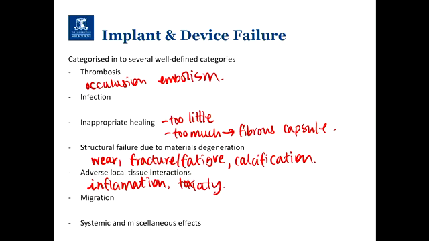Migration. The device can move, so the whole device, depending on how big that device is, could be a small one, but the whole one could move, or you could have parts of it. The parts of it can break off. And then systemic, that could be something like an allergy. So looking at all the things that I wrote down, there are a lot of things that we have covered about the host response to materials within a biological environment. So these are different ways in how a device can fail.